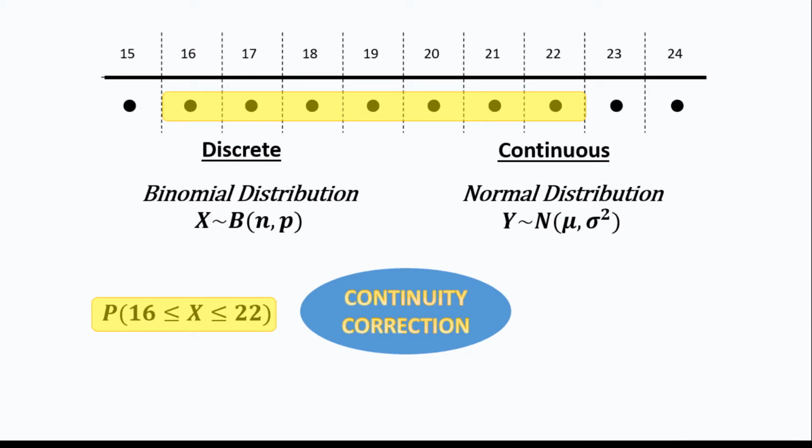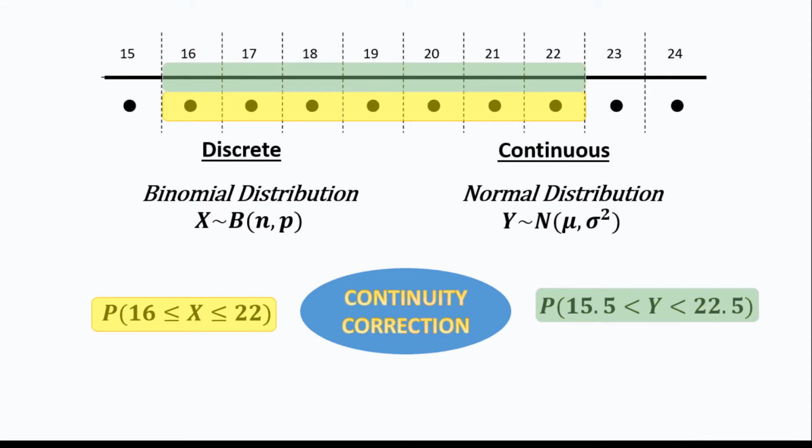So, a two-sided inequality this time round. The 16 is included and the 22 is included. I've represented that with the yellow highlighting here. The corresponding continuity correction probability statement is going to go from 15.5 to 22.5. Probability that y is in between 15.5 and 22.5.